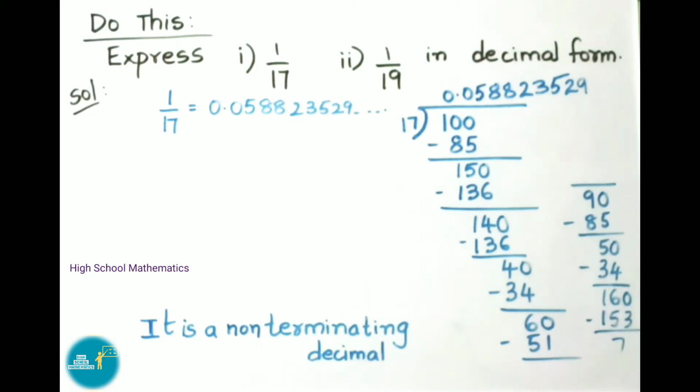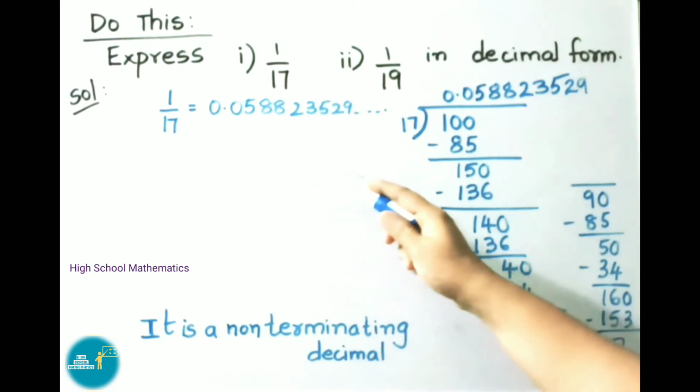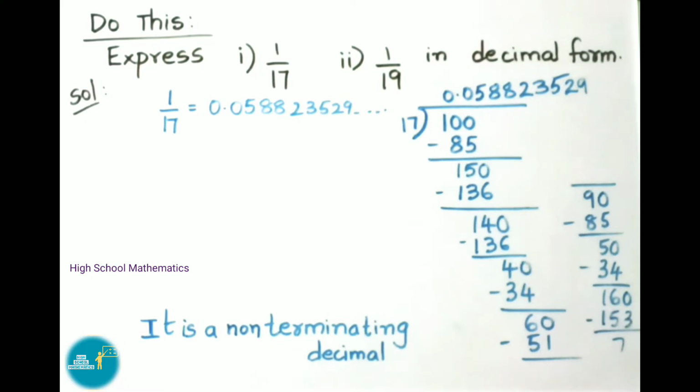Now the number is 160. Now we have taken 17 times 9, which is 153. We get a remainder 7 here on subtracting 153 from 160. This division still continues. Why? Because our number is a non-terminating decimal. So our answer is 0.058823529, and so on. So it is a non-terminating decimal.